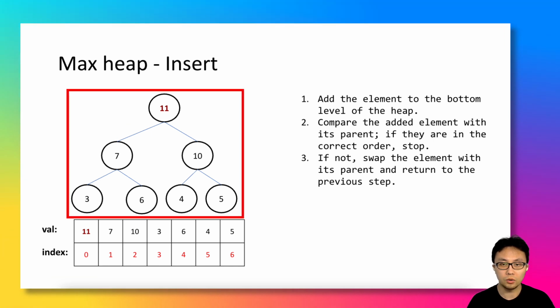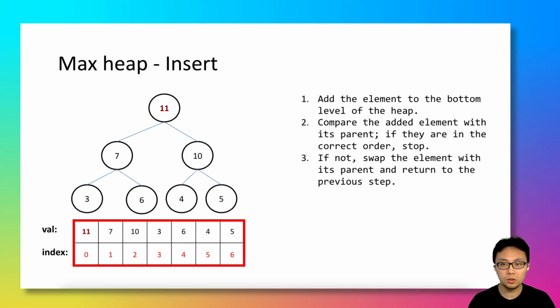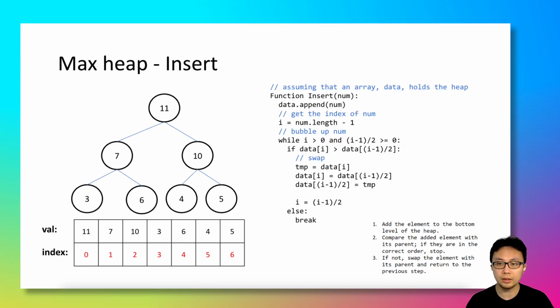One thing worth pointing out is that this tree structure you see here is merely a visualization, and the actual data is all stored in the array below the tree. As we do the swapping in the tree, we are actually swapping the elements in the array. The corresponding algorithm of this process is shown on the screen.